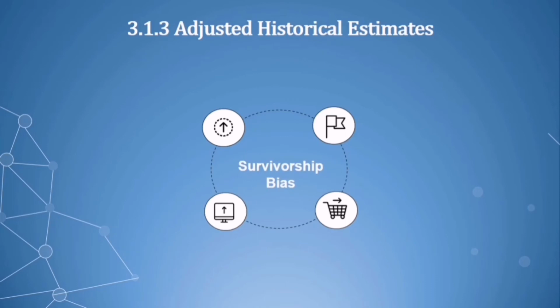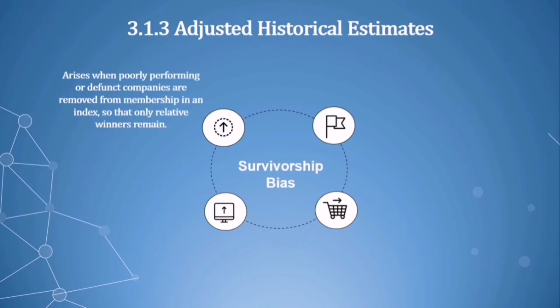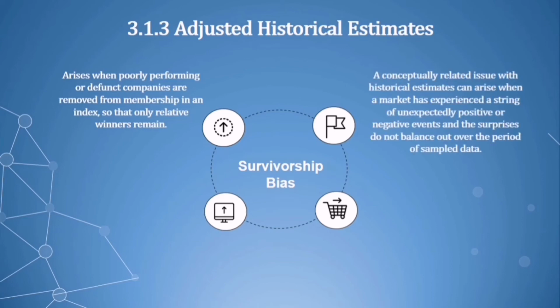One issue is survivorship bias. This bias arises when poorly performing or defunct companies are removed from membership in an index, so that only relative winners remain. A conceptually related issue with historical estimates can arise when a market has experienced a string of unexpectedly positive or negative events, and the surprises do not balance out over the period of sample data.